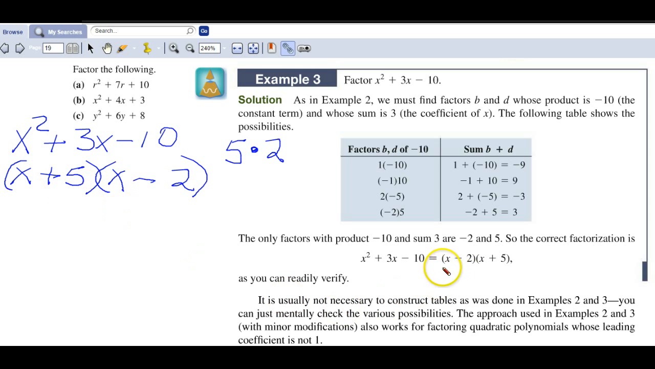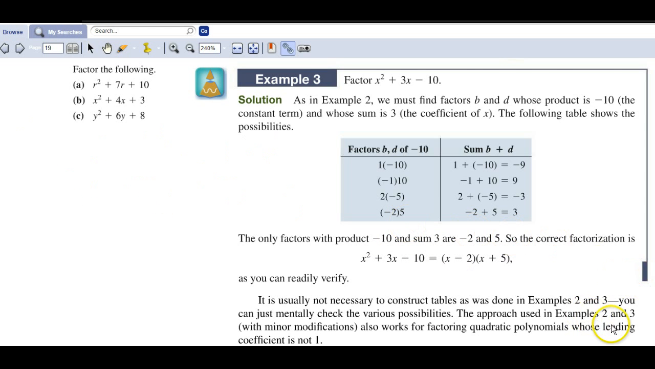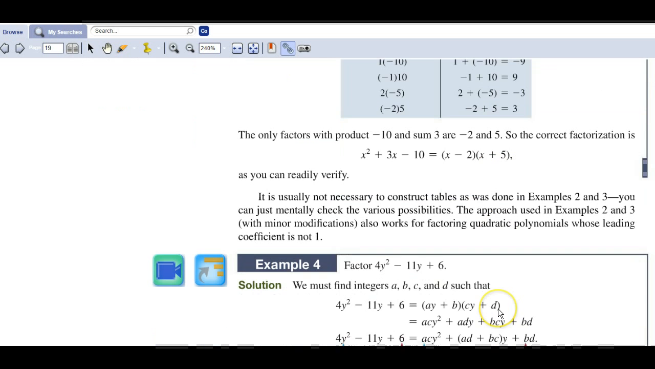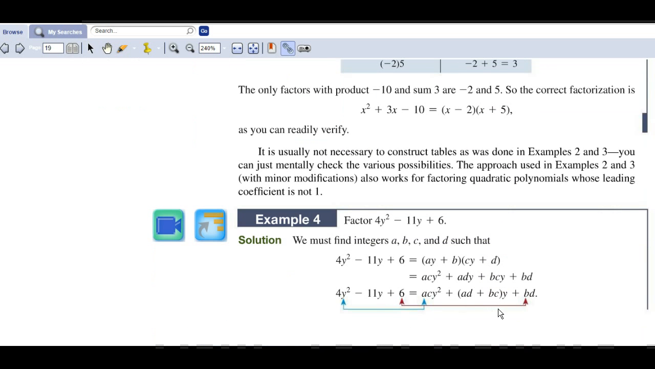Now notice in the book they're reversing these, which is perfectly fine. MATLAB should always accept that. Let's go on and we'll do another. Now here, things get a little tricky. And we'll write it out for you.